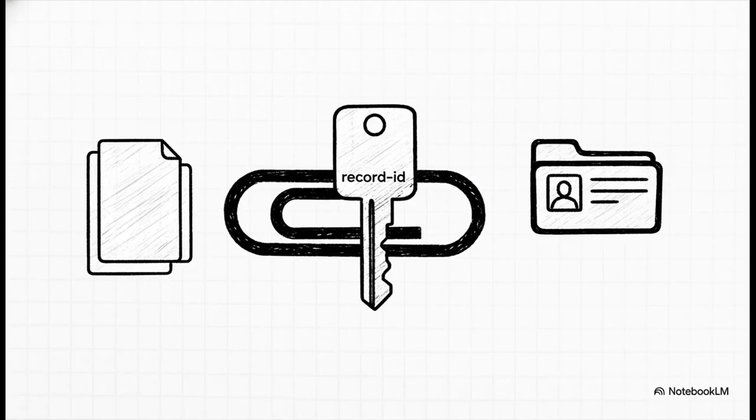Now for our best practices, starting with the most critical one. Please always use the record ID attribute. This is what makes sure your uploaded files are automatically and correctly linked to the specific account or contact or whatever record the user is looking at. It's the key to keeping your data clean and organized.